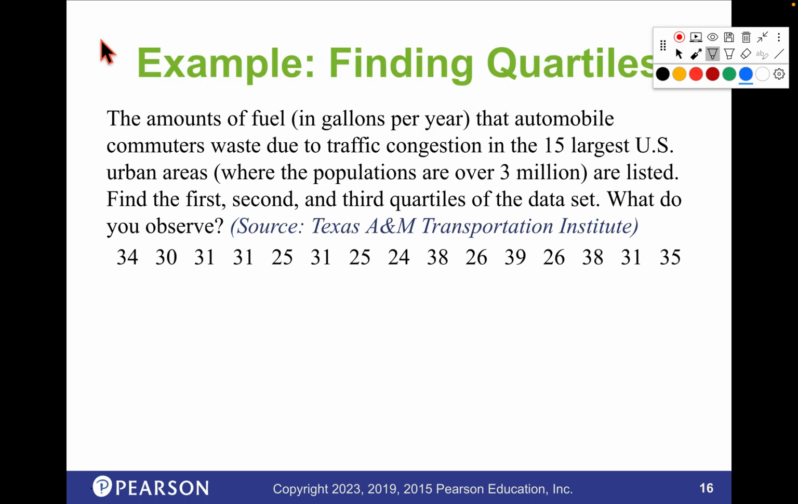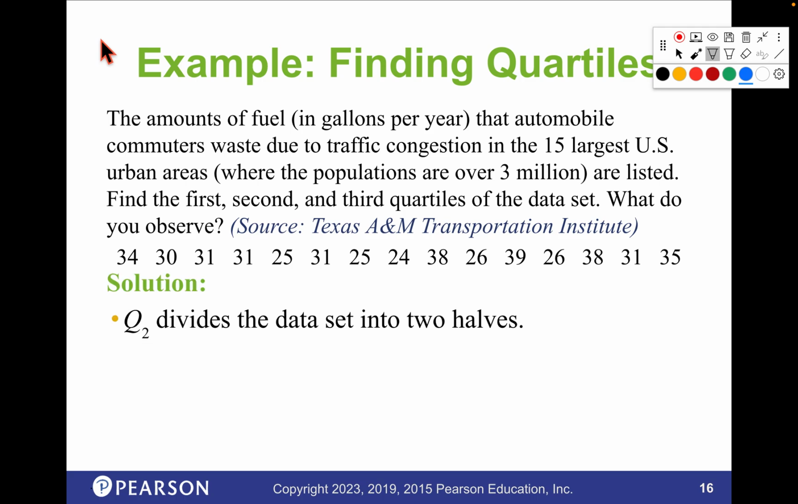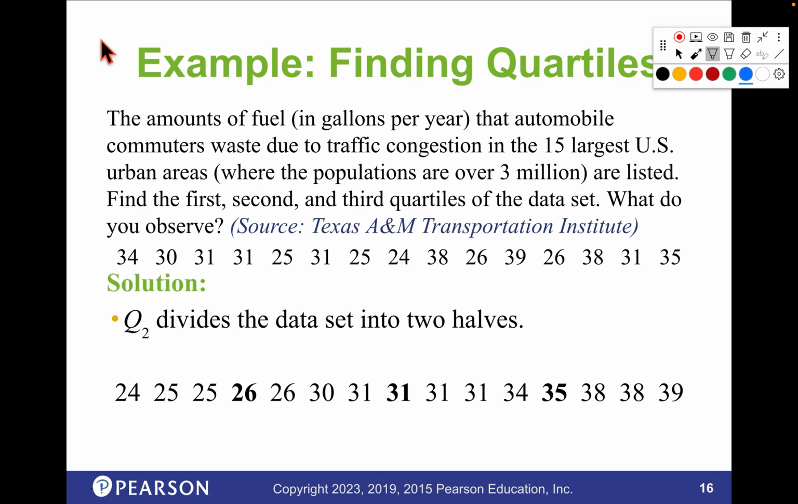So here's an example of some data. If we were going to do this by hand, what would be the first step to find the median? Put them all in order, because it doesn't make any sense if you don't have it in order. So here it is in order. There's 15 pieces of data. It tells us these are the 15 largest US. So that's an odd number. Half of 15 would be 7.5. So there's 7 pieces of data below, 7 above, and they've got these in bold nicely for us. So 31 is the median.